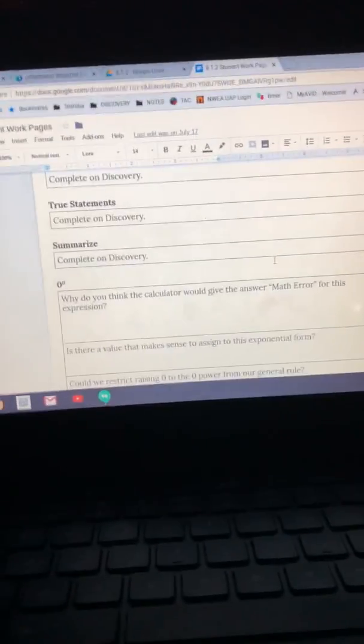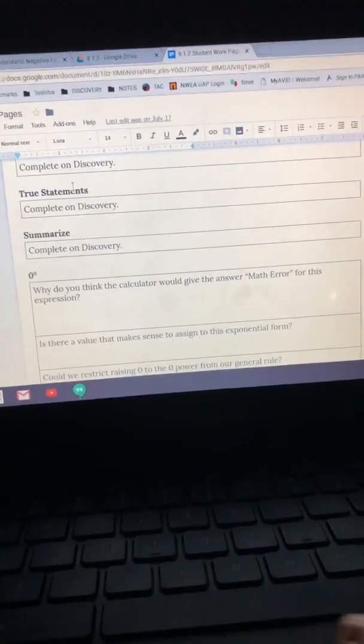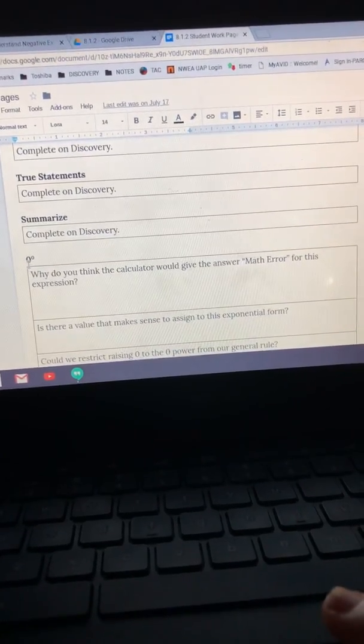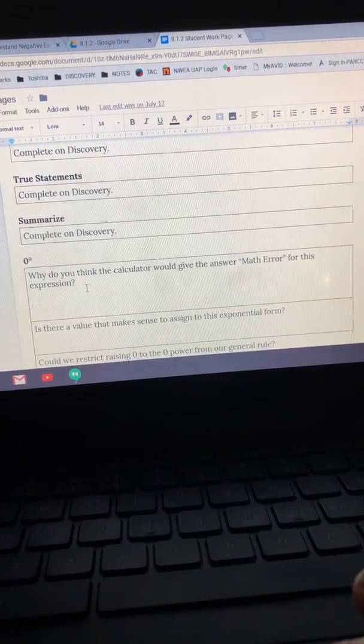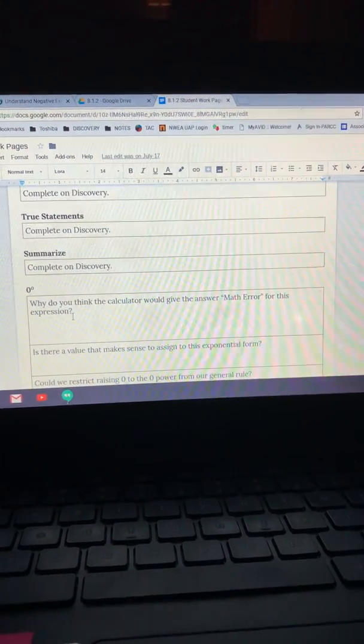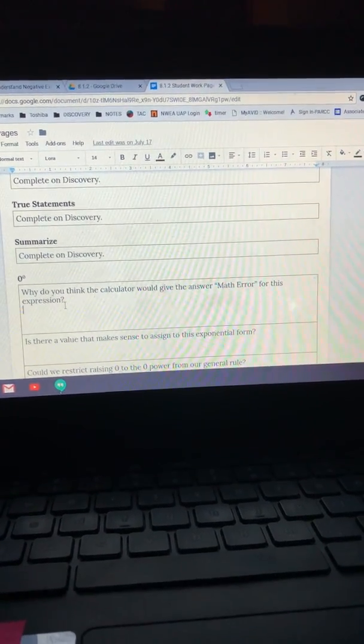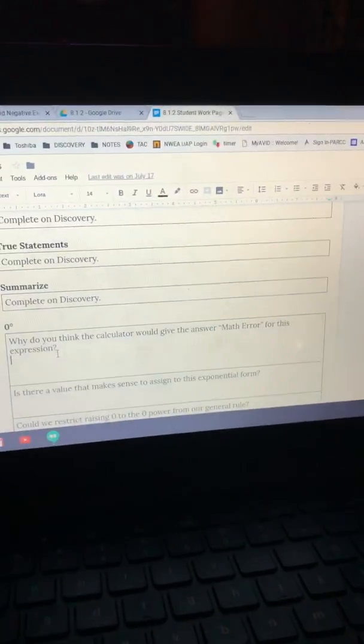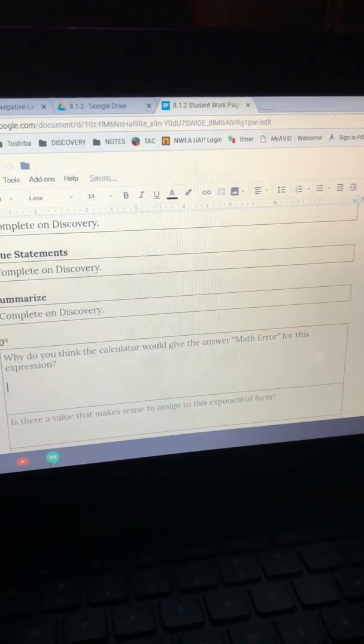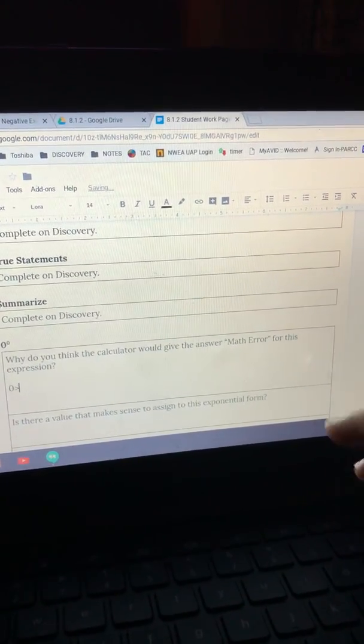Okay. So now we have some discussion questions. What happens when you have 0 to the 0 power? So why do you think the calculator would give you the answer math error for 0 to the 0 power? So let's create a pattern. 0 to the second.